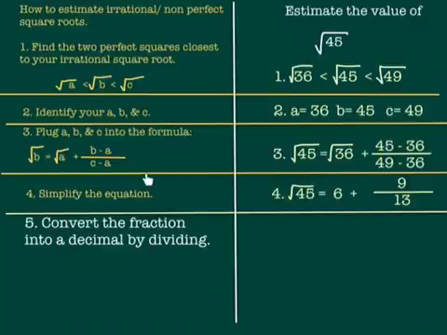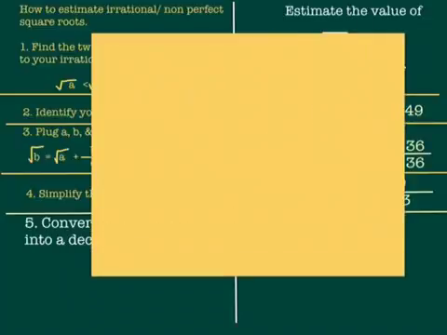Okay, so we just simplified our equation by simplifying the square root of 36 to 6 and simplifying our subtraction to 9 over 13. So your next step is to convert your fraction into a decimal by dividing. So we're going to divide 9 by 13. I'm going to go ahead and open up a little box so I can have some room to work here. Alright, so I have 9 divided by 13.